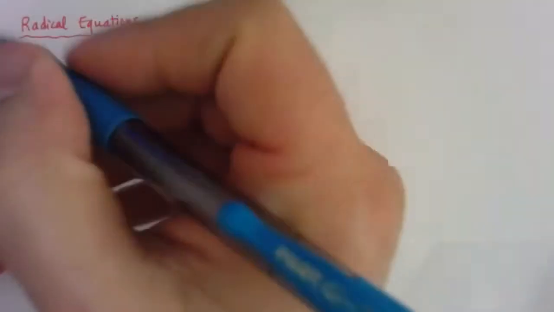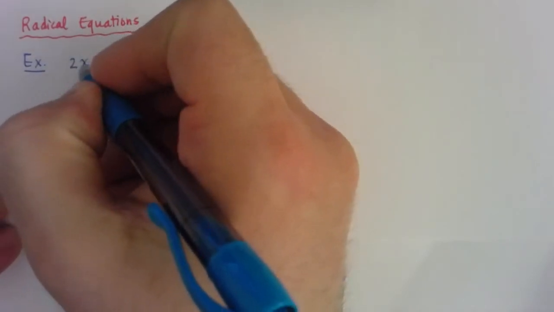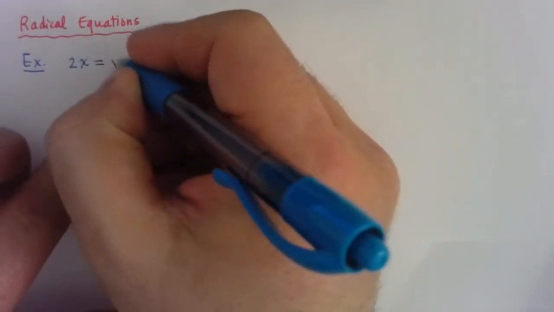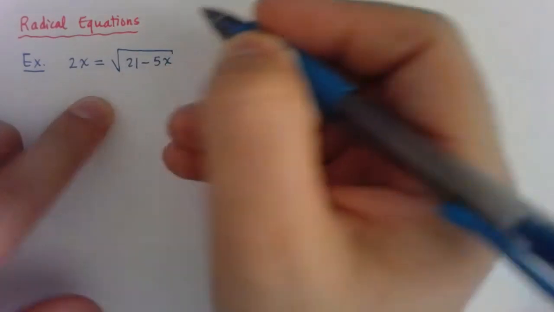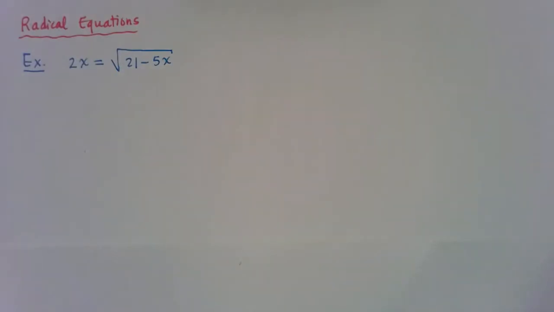This time I'll go over some examples of radical equations. What do we mean by a radical equation? By a radical equation, what we mean is an equation that involves any kind of radicals. Like for example, 2x equals the square root of 21 minus 5x. This is an example of a radical equation. It involves a radical. So how do we solve this problem?